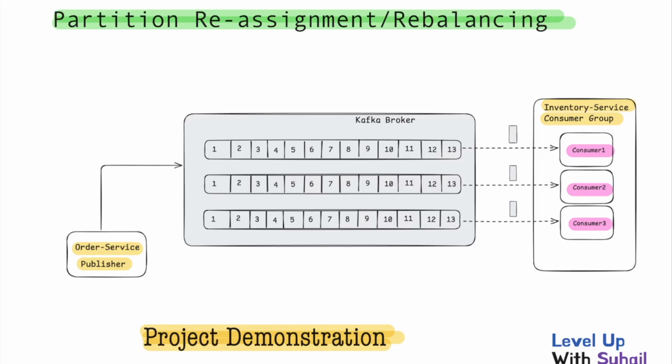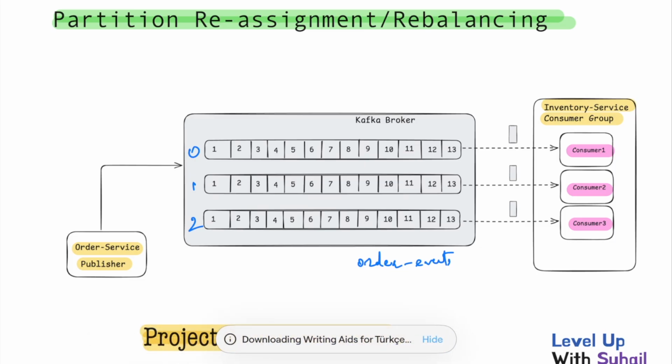So for Kafka partition reassignment or rebalancing to happen, what are the prerequisites? The prerequisite is we should have a topic with more than one partition. Now in this case, we have a topic with three partitions. Let's say this is partition 0, this is partition 1 and this is partition 2. And let's say the topic name is order events. Let's keep the same topic name which we were using in the last videos.